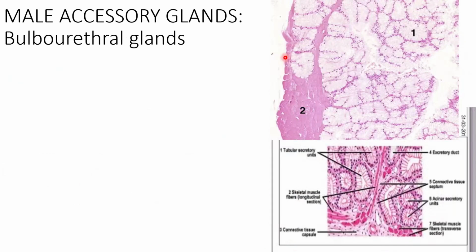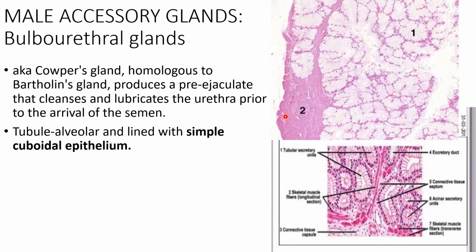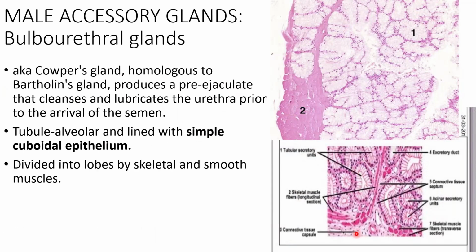What about the Cowper's glands or the bulbourethral glands? These bulbourethral glands are homologous in females to the Bartholin's glands. They produce a pre-ejaculate that cleanses and lubricates the urethra prior to the arrival of the semen. Now its histological organization will contain tubular alveolar glands lined by simple cuboidal epithelia. So these are the simple cuboidal epithelia. Its histological organization will be almost similar to that of the seminal vesicles.